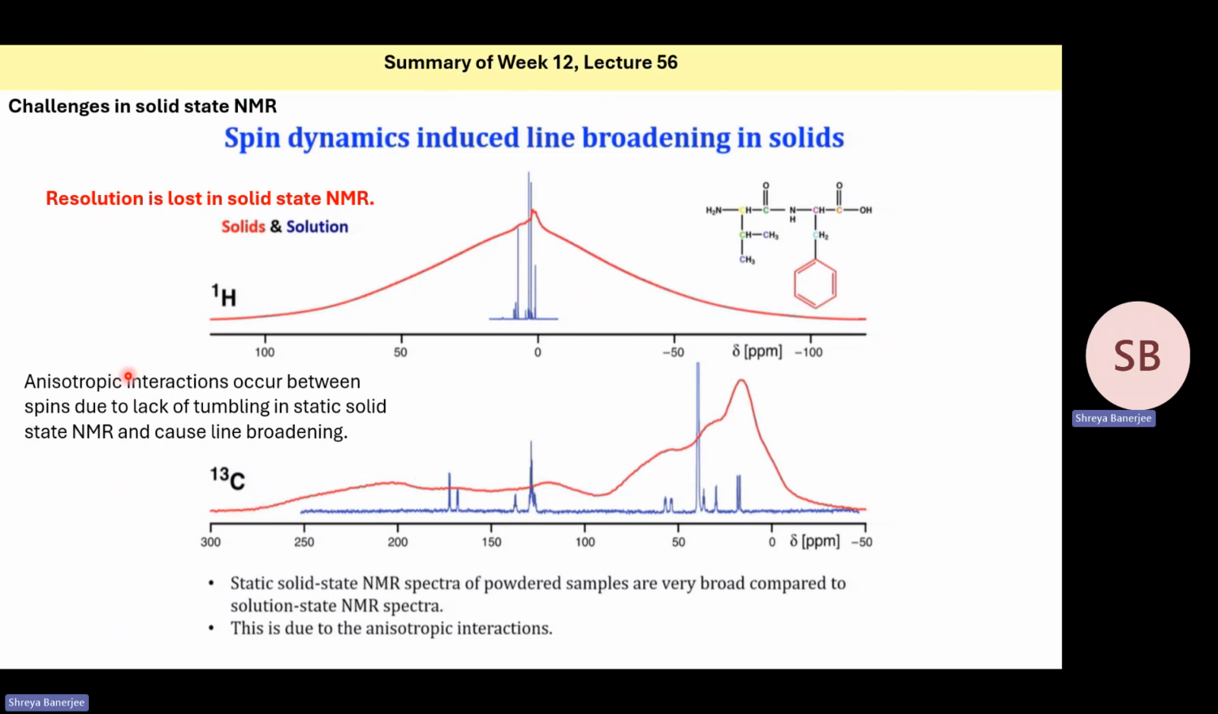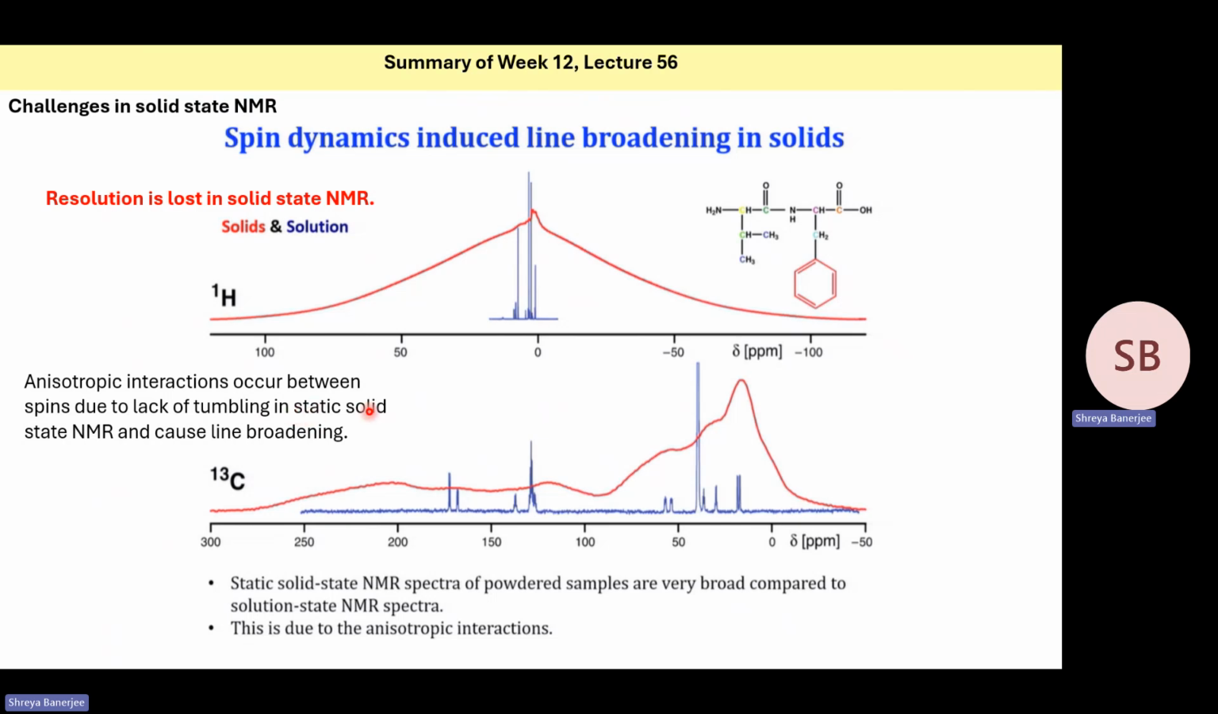Basically, what happens is that in solid state NMR, there are anisotropic interactions occurring between spins because it is not allowed to tumble. In solution state NMR, the molecules are free to tumble and move around in solution. So all the anisotropic interactions average and cancel out. But that is not the case in solid state NMR.